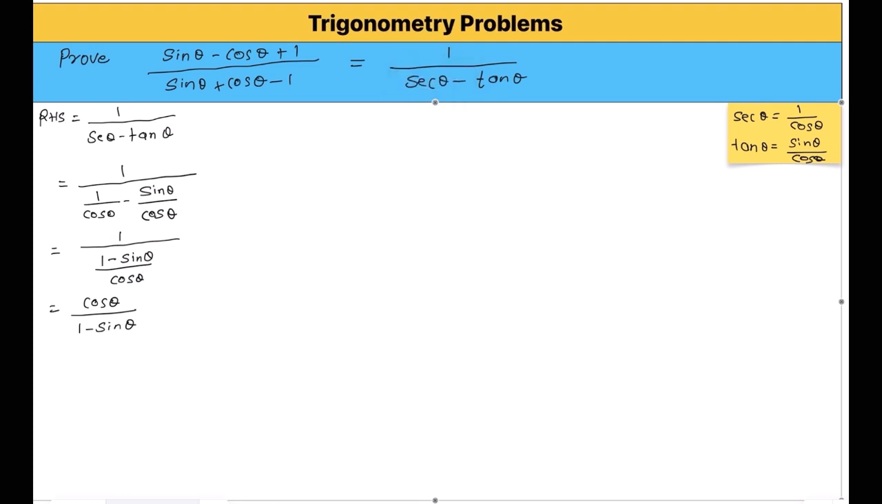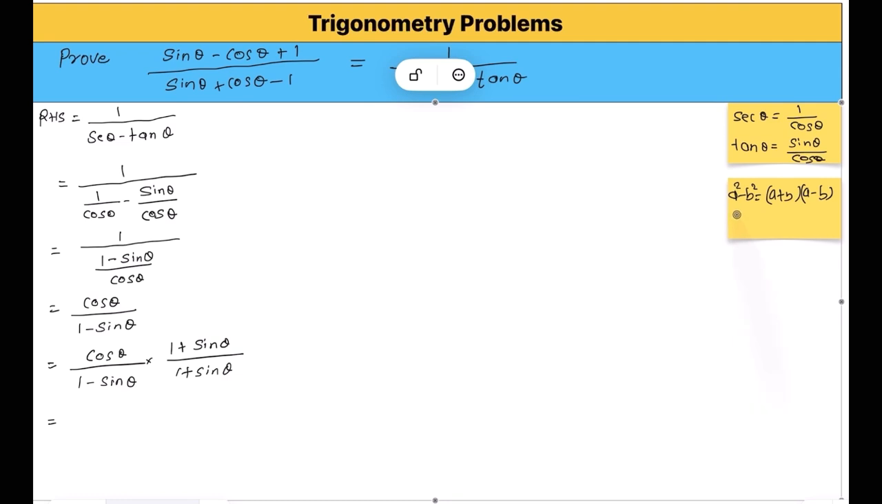Simplifying it further, which is cos theta upon 1 minus sin theta. This cos theta has gone into the numerator, and that's why cos theta upon 1 minus sin theta. Let's multiply both numerator and denominator by 1 plus sin theta, which is the conjugate of 1 minus sin theta. Let's do that. Cos theta upon 1 minus sin theta into 1 plus sin theta upon 1 minus sin theta.